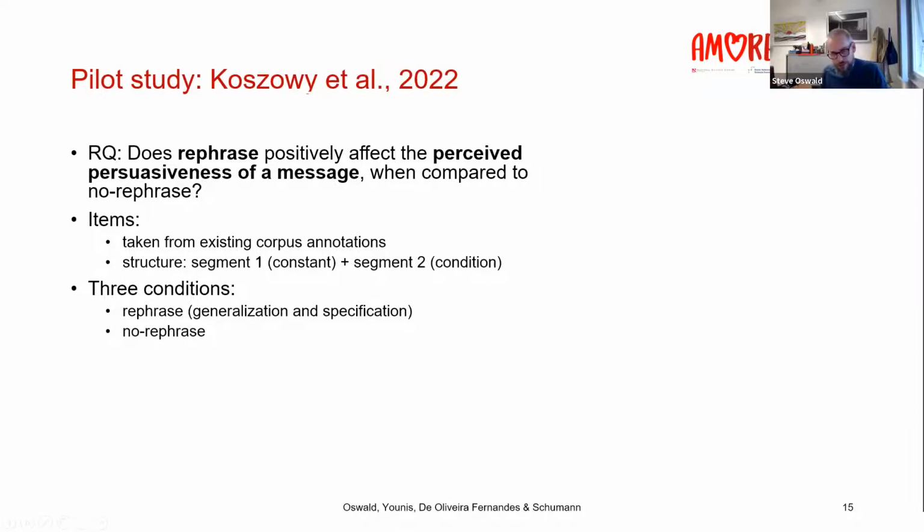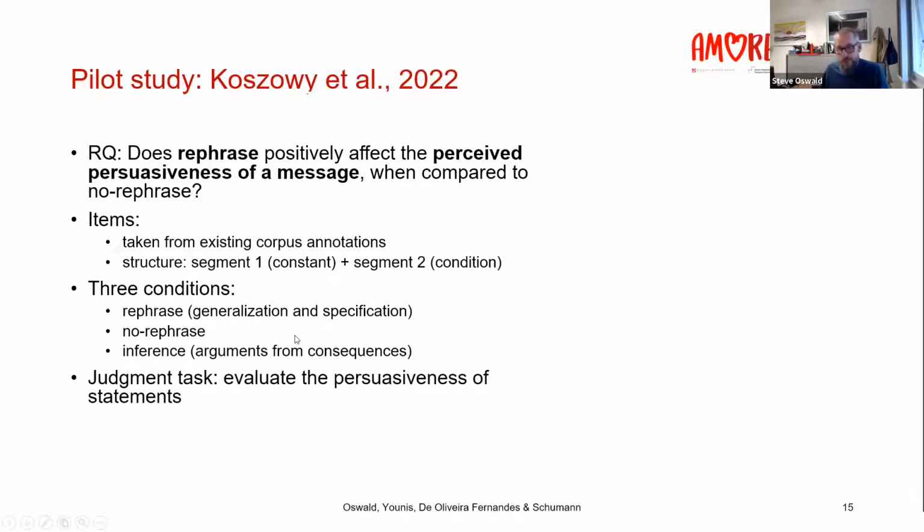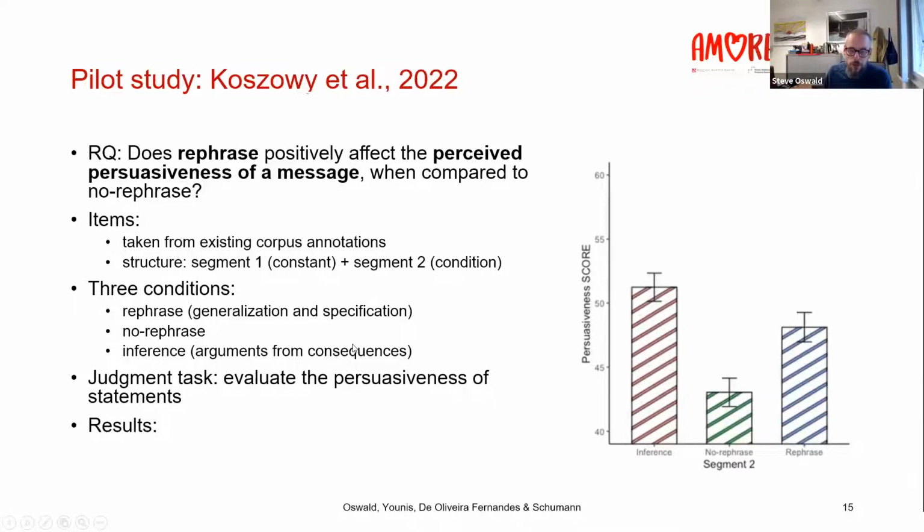We contrasted that to no rephrase, and we had an inference condition where we used an argument from consequences, which was the second most prevalent category in the corpus that we had, to make sure that if there is an effect of rephrase, at least we can compare it to an argumentative condition, so that we can't say that people just saw something argumentative in rephrase, but we don't really know what. And we had a judgment task. We basically asked people to evaluate the persuasiveness of the statements, and we saw the following.